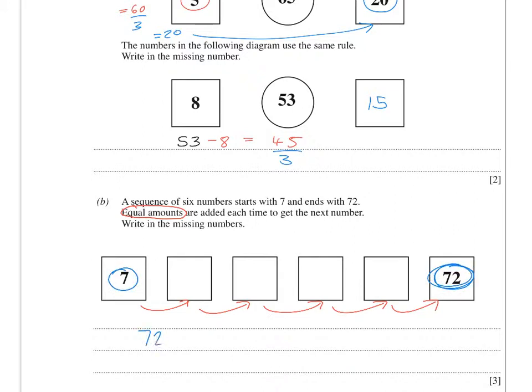So, 72 take away 7 gives me 65, and because I had 5 jumps, I need to divide that by 5 to get the equal steps, and that goes into my calculator and tells me it is 13. So that means I'm adding 13 each time. Okay, now I would definitely check that in my calculator and see if that's true. So this is going to give me 20, 33, 46, 59, and then 59 add 13 is 72.